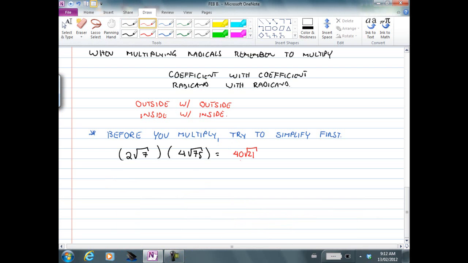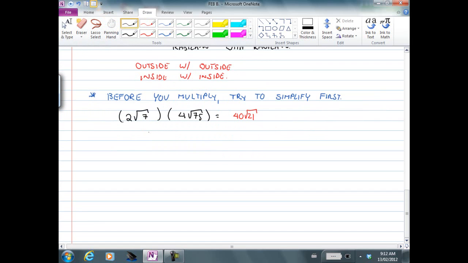There are many ways of doing this. Some of you took the gung-ho approach and said, let's just multiply this straight out right away. You have 8 root, and then 75 times 7, which is 525. And then you break it down to 40 root 21. That's one way. Or, let's follow this instruction right here.